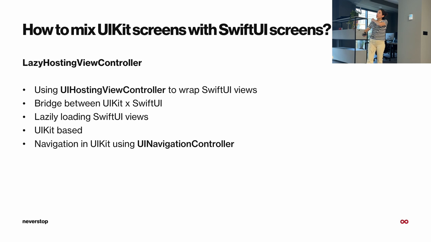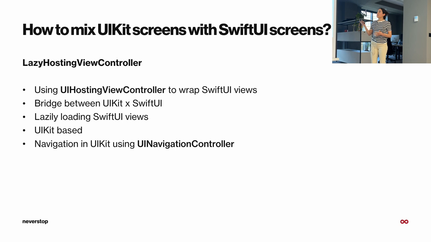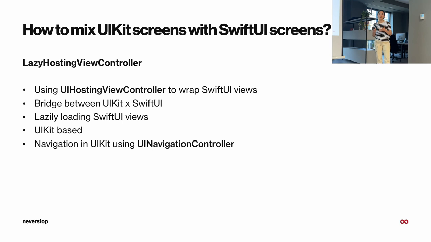Now we have SwiftUI screens and also UIKit screens, both perfectly functional. So how do we mix them in an app? This is where LazyHostingViewController is used. That's a custom implementation of UIHostingController, and it's used to wrap SwiftUI views. It acts as a bridge between UIKit and SwiftUI, and what it does is lazily load SwiftUI views. Why it's called lazy, we'll take a look at a bit later.